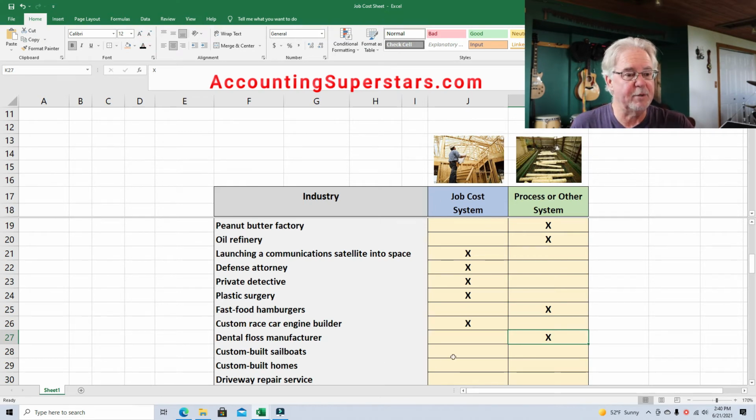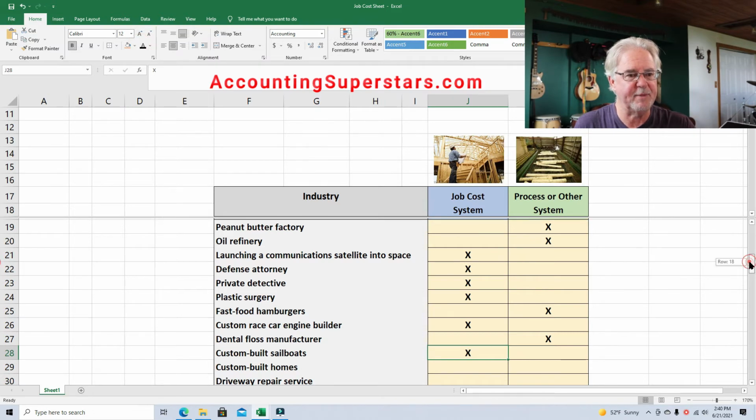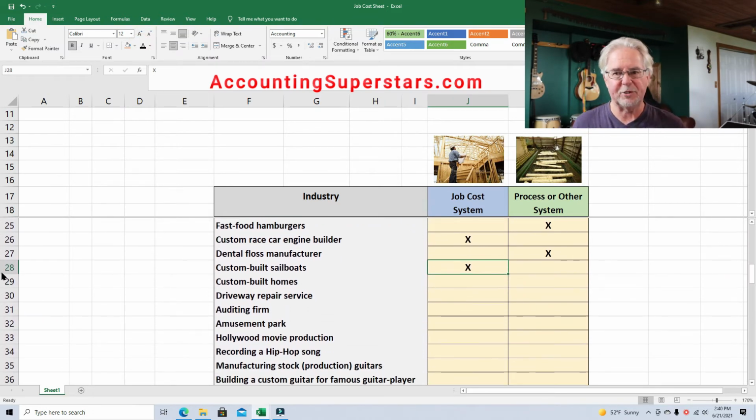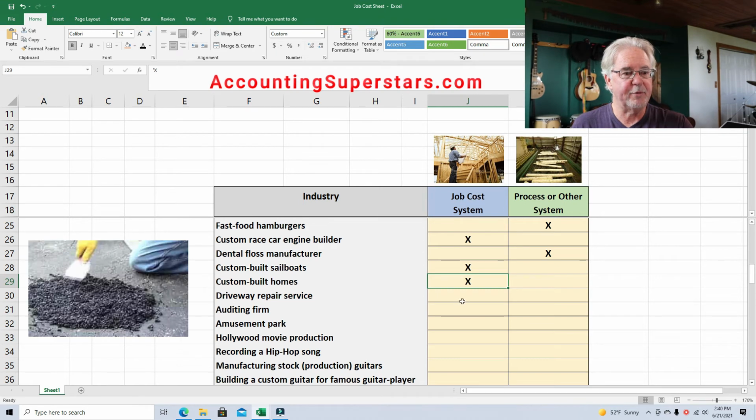Custom built sailboats, job cost system. Every boat's different. Every customer wants different things. Maybe one customer wants a big screen TV on their sailboat. Maybe a different customer wants a microwave oven, or who knows. Custom built homes, we kind of talked about that already. That'd be job cost. Driveway repair service, that would be job cost.